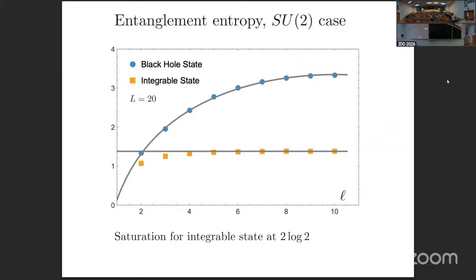So the integrable state, in the infinite L limit, has a constant entanglement entropy, saturating at the value 2 log 2, whereas the entanglement entropy for the black hole state is not constant, and also doesn't grow with the volume of the state. It grows, as we will see on the next slide, logarithmically with the length. This saturation value you can actually argue for analytically, but that's not really what interests us. What interests us is this logarithmic behavior for the black hole state.